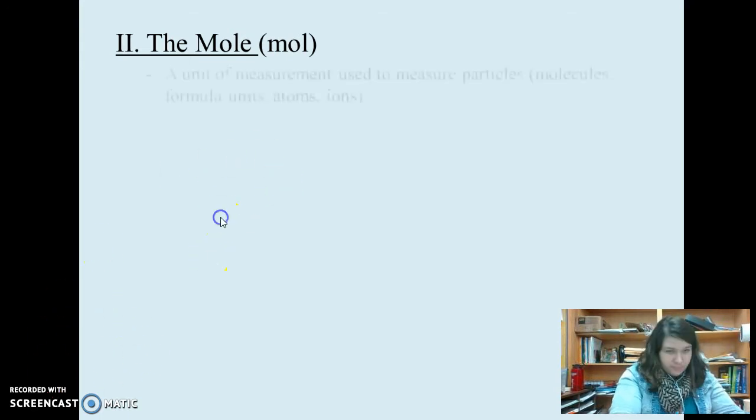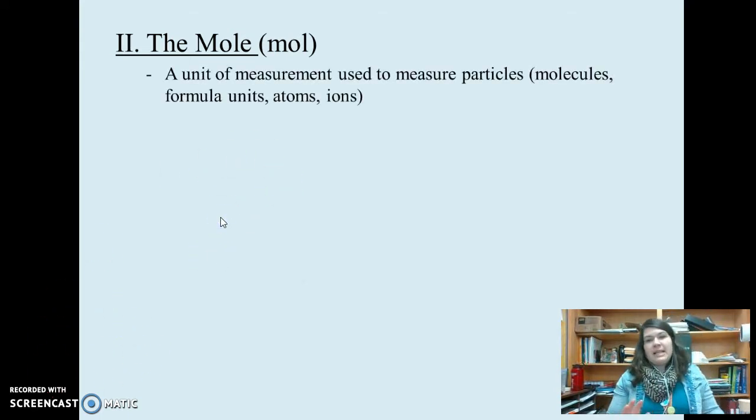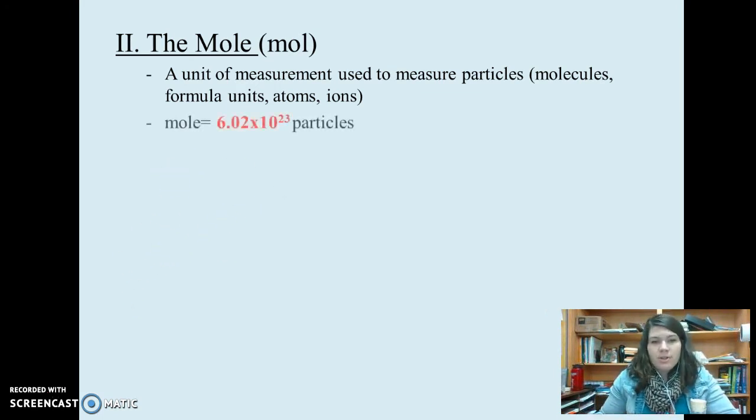So let's talk about the mole. Remember, it's a unit of measurement. It's not an actual hairy, furry mole. It is a unit of measurement, a way of grouping atoms together. So we use it to measure particles, and particles are very, very small. So that's why we require a large number. So 1 mole of anything is 6.02 times 10 to the 23rd particles.